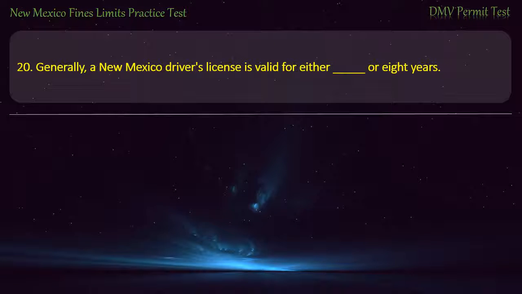Question 20. Generally, a New Mexico driver's license is valid for either or 8 years. 4. 3. 5. 2. Answer. 4.